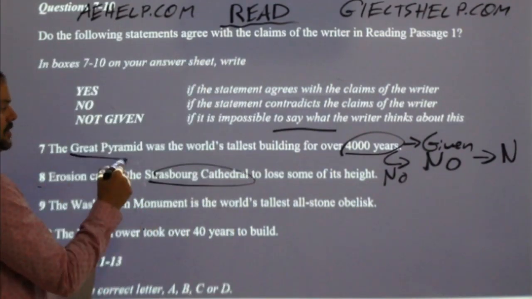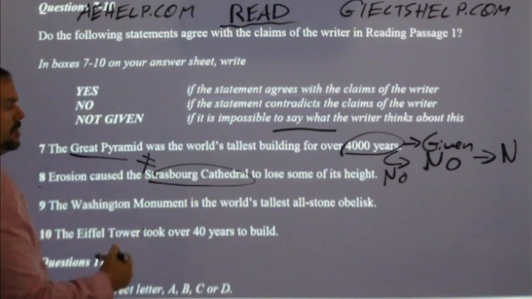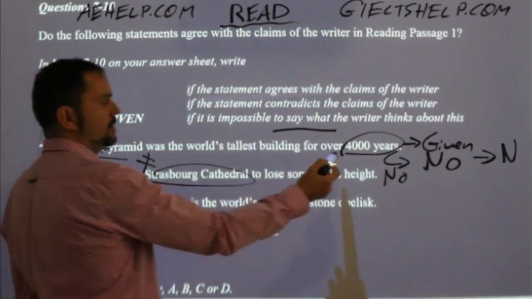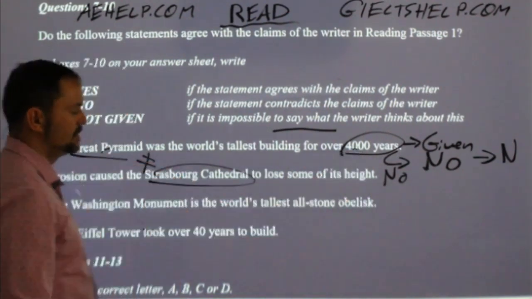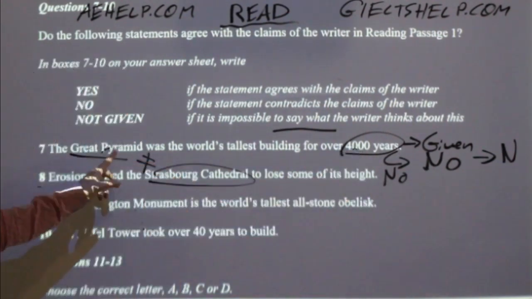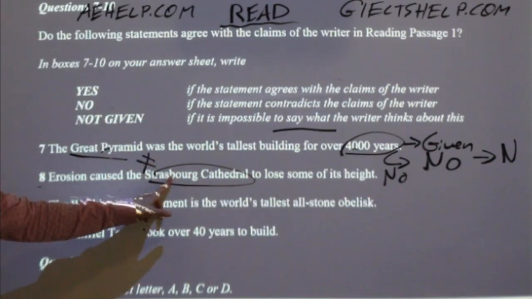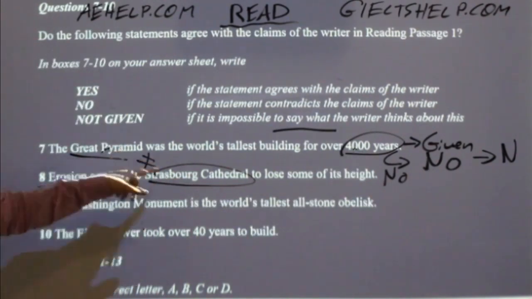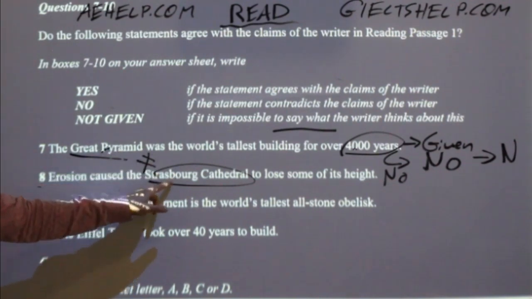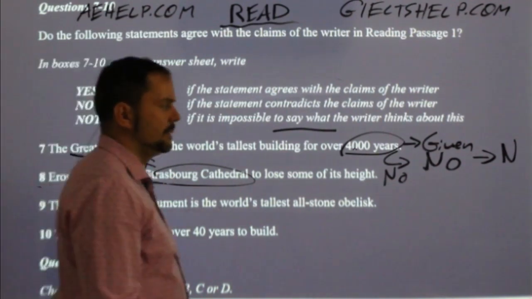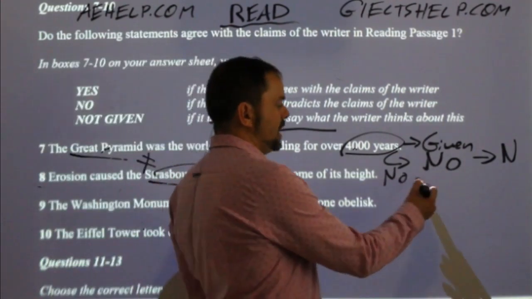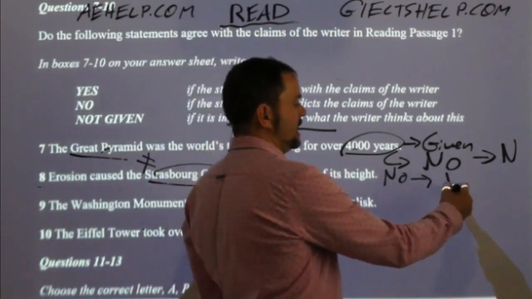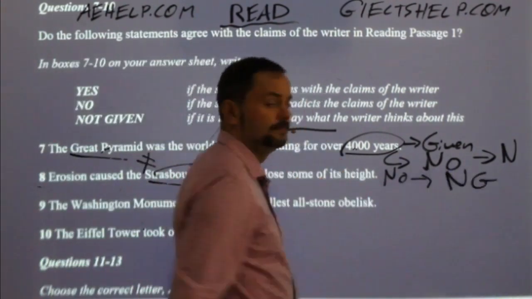It's not like the Great Pyramid. These two are not equal. The Great Pyramid was one of the tallest structures for nearly 4,000 years. It's a much more important building than the Strasbourg Cathedral. So some details about the Great Pyramid maybe, but not about the Strasbourg Cathedral. It doesn't make sense. Okay? So I would just say no, and then my answer would be not given.